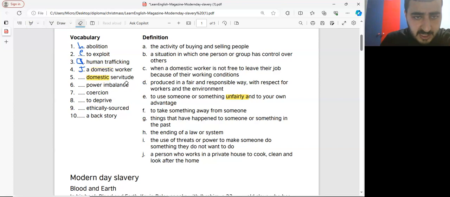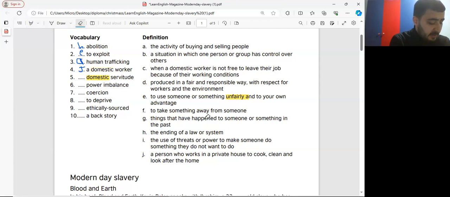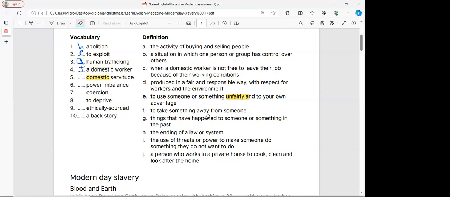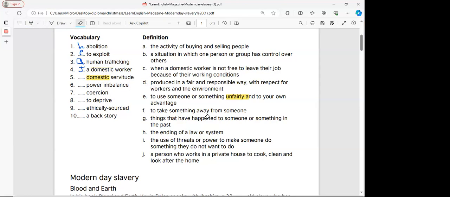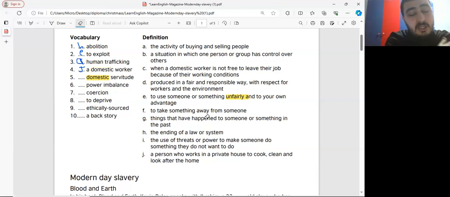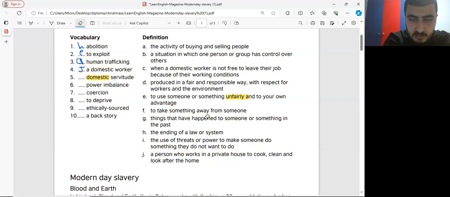Domestic worker. Domestic servitude. Domestic servitude. We know what domestic means. Yes, domestic. Servitude comes from the meaning of slavery or compulsion. Servitude, compulsion. Yes. Domestic, you know its meaning. C, I think when a domestic worker is not free to leave their job because of their working conditions. Okay, I think you are correct.